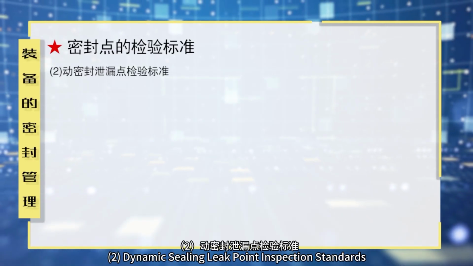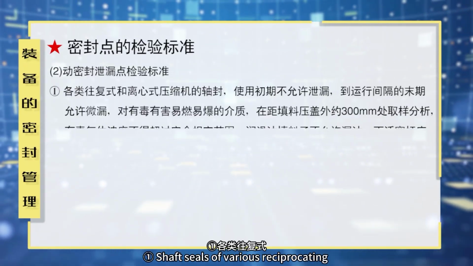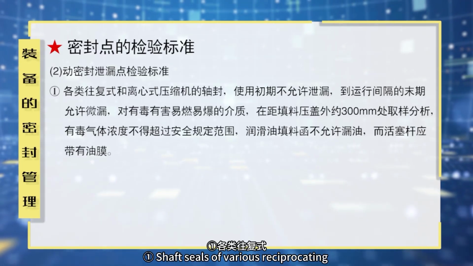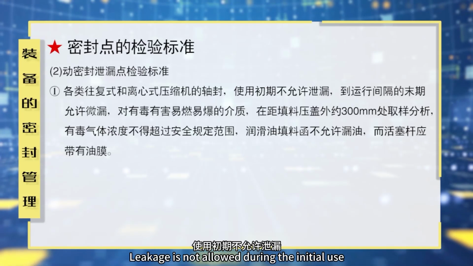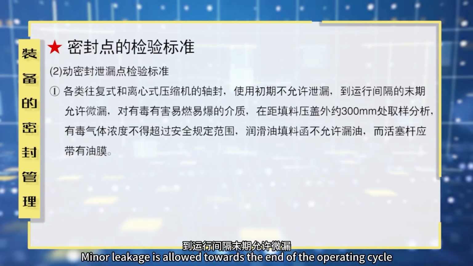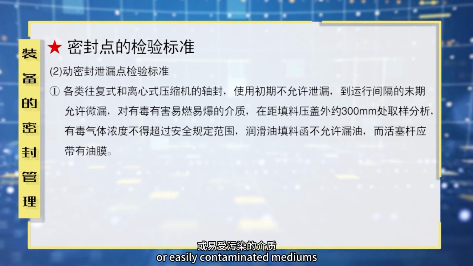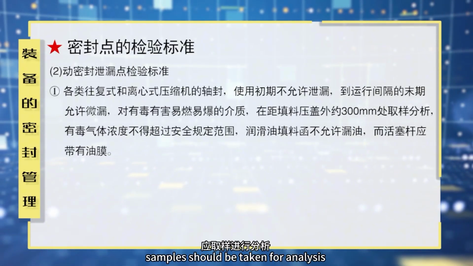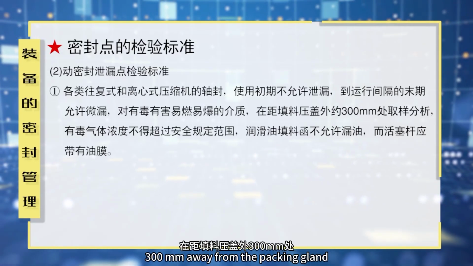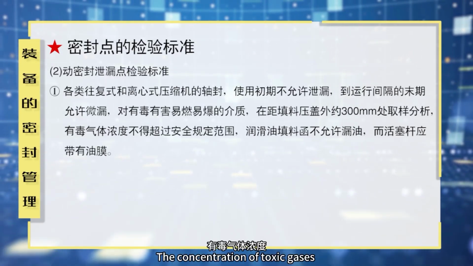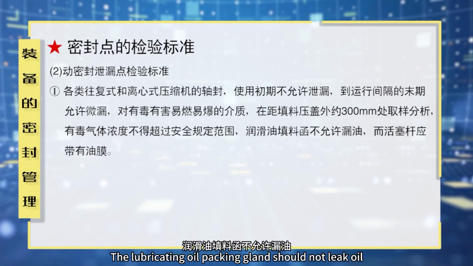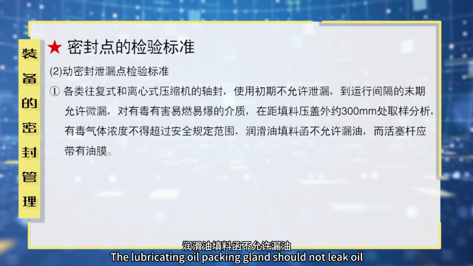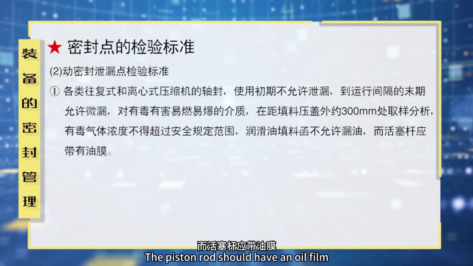Second, dynamic sealing leak point inspection standards. First, shaft seals of various reciprocating and centrifugal compressors. Leakage is not allowed during the initial use. Minor leakage is allowed towards the end of the operating cycle. For toxic, hazardous, explosive, or easily contaminated mediums, samples should be taken for analysis 300 mm away from the packing gland. The concentration of toxic gases should not exceed the safety limits. The lubricating oil packing gland should not leak oil. The piston rod should have an oil film.